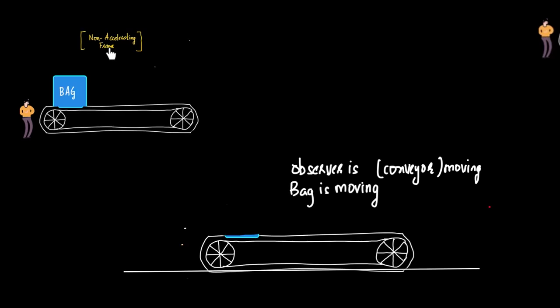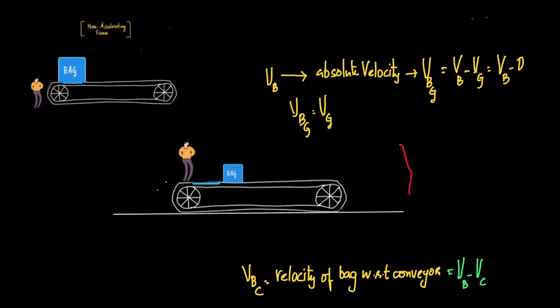So far we discussed the non-accelerating frame, and this time we'll see the case where the observer is also standing on the conveyor belt, but I think I'll do it as a separate one. We'll try to solve the question by looking at the non-accelerating frame. So this was the non-accelerating frame, but the person was on the ground. Now we have the accelerating frame where the person is on the conveyor belt, and the bag as well, both of them are moving together on the conveyor belt.